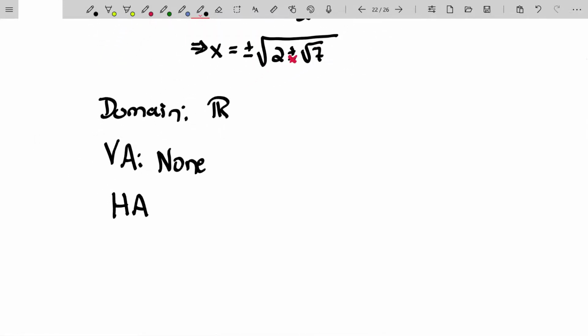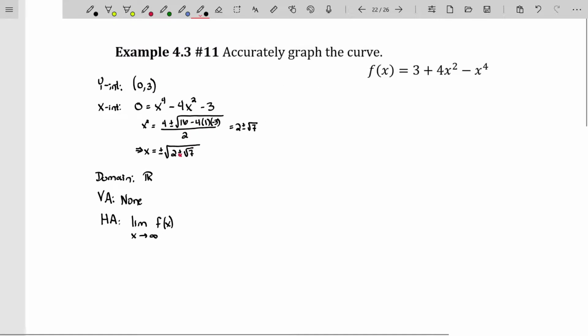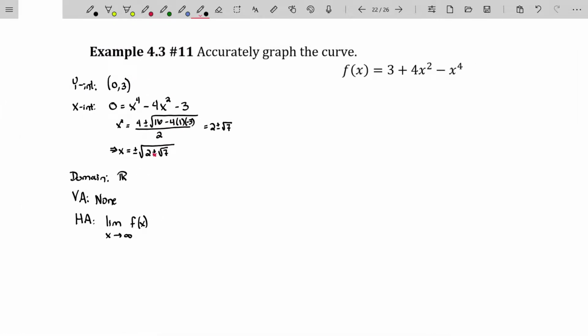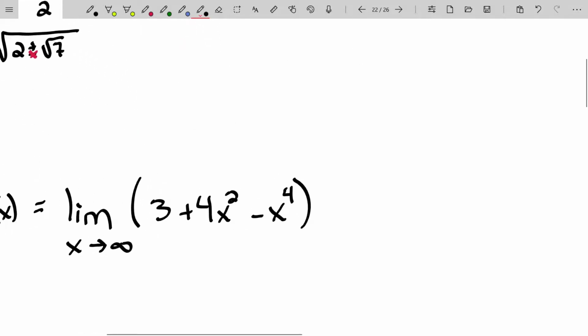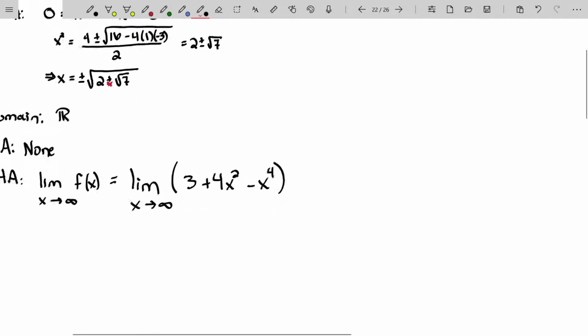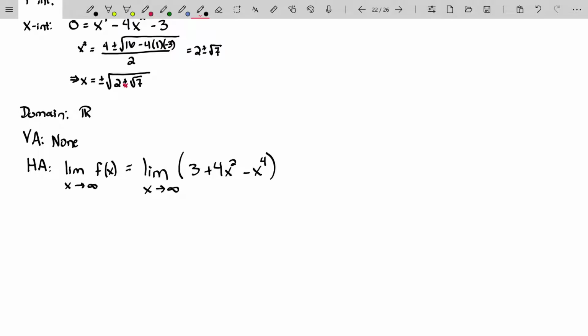I mean, you could double check that. You could always say the limit as x goes to infinity of f of x, and you could totally evaluate that, but it's not actually an easy one, super easy that is, to evaluate. Well, actually kind of is. That would be the limit as x goes to infinity of 3 plus 4x squared minus x to the fourth. You cannot say that's infinity minus infinity, so it's 0, because it's not like that. But you can use a little trick here.